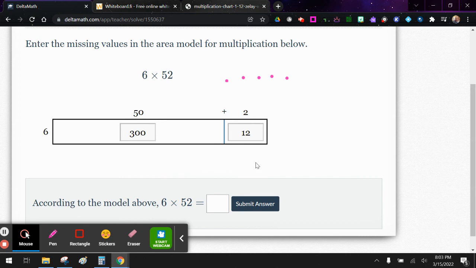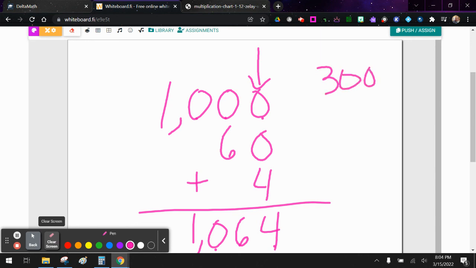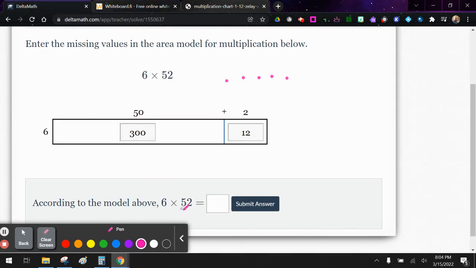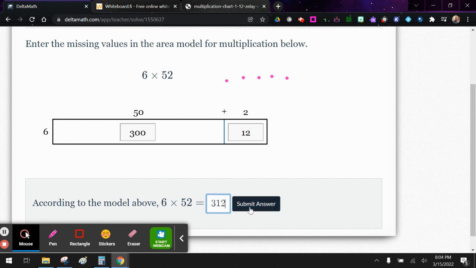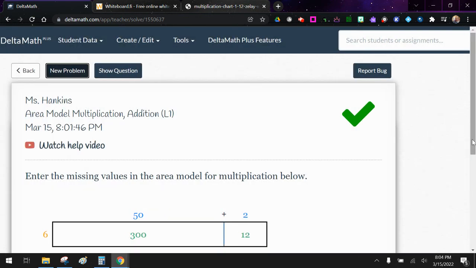Try. Looking good. Now add 300 plus 12. And again, let's put this here. 300 plus 12. And remember, the ones places always have to line up. Okay? So 0 plus 2 is 2. 0 plus 1 is 1. And 3 plus 0 is 3. The answer should be 312, but I make mistakes too. So let's see what it looks like. 312. Submit answer. Are you sure? Yes. There we go. So there's another green check mark.